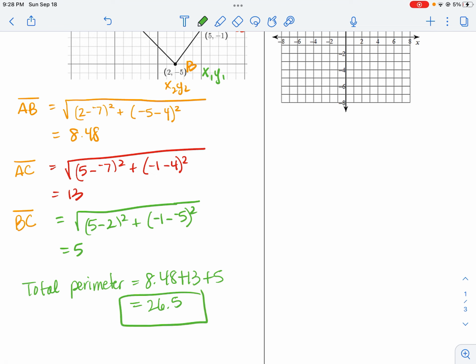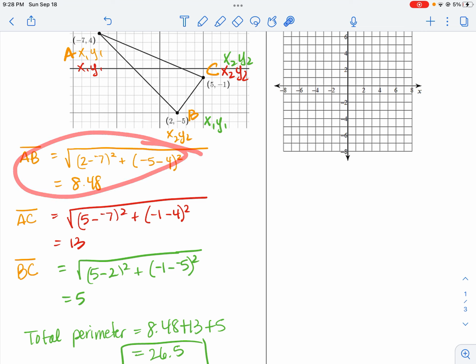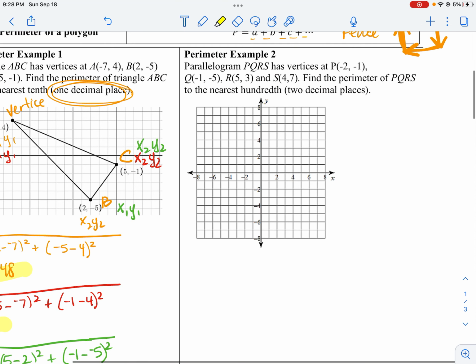So you can see this isn't much different than what we've been doing. It's just the distance formula multiple times. The trick is, as I've done here, to name the points x1, y1 and x2, y2, and maybe do it in different colors or go back and erase as you go through so that you end up using the right coordinates in the right place. That's the hardest part about this.